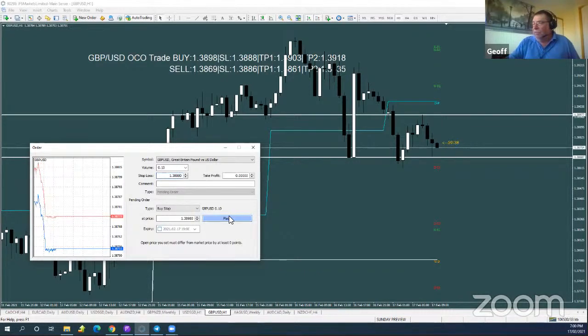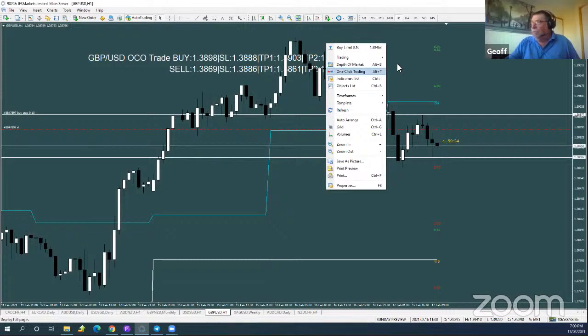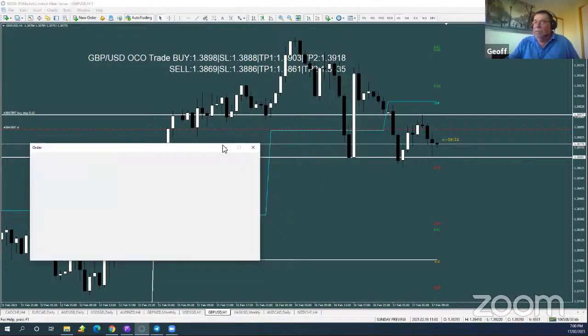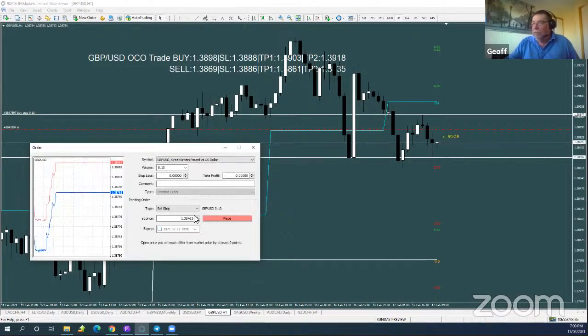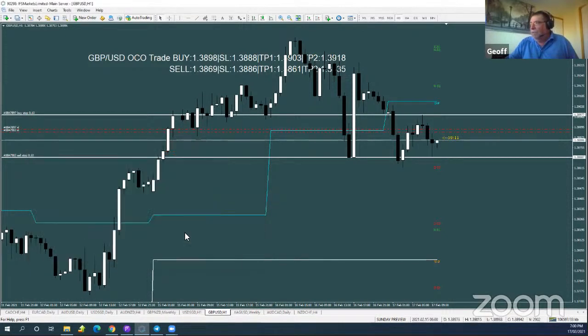So that one's placed. The short is at 1.3869. And the stop loss is 1.3886. There we go. That doesn't look good. Stop loss there. Oh, yeah, it's okay. All good.